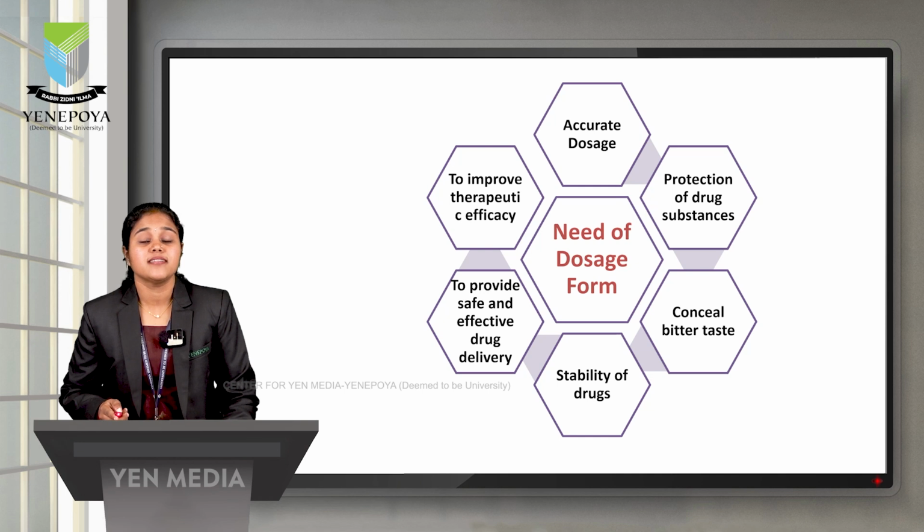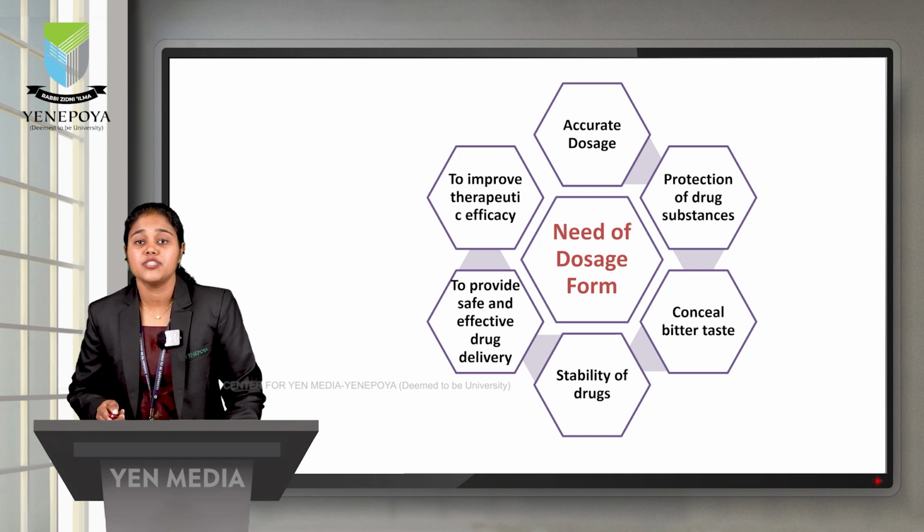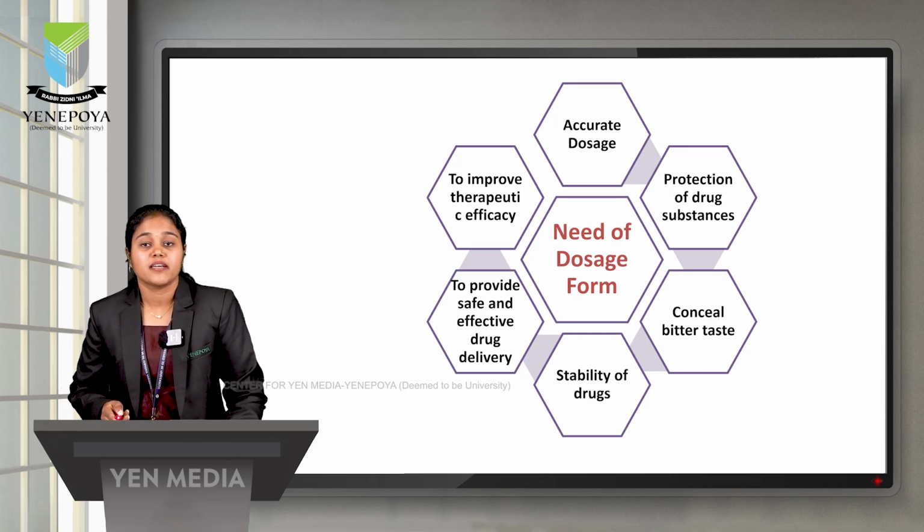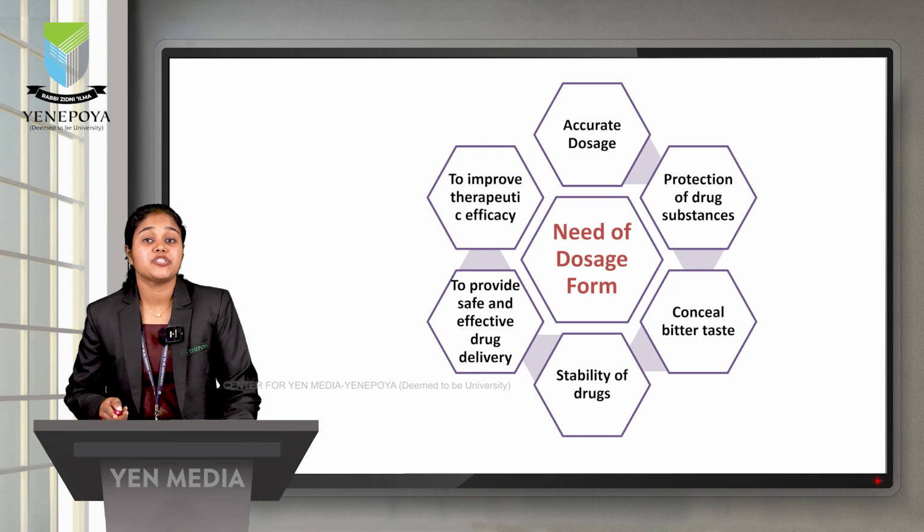The next is concealing the bitter taste. Sometimes some drugs have a bitter taste, so I have to go for different dosage forms where I can conceal or mask the bitter taste. For example, if one drug has a bitter taste, I cannot give it in the form of a tablet, but I can give it in the form of capsules, because the capsule is covered on the outside with a shell. So the patient will not taste it when consuming, and I can conceal the bitter taste of the particular drug.